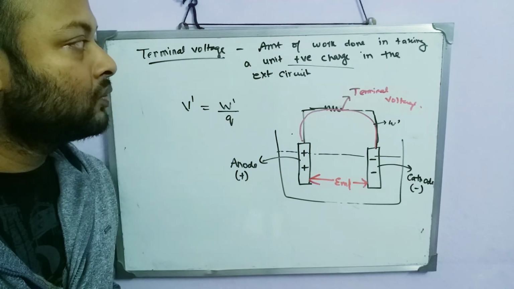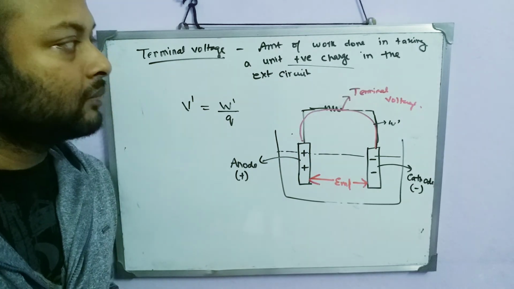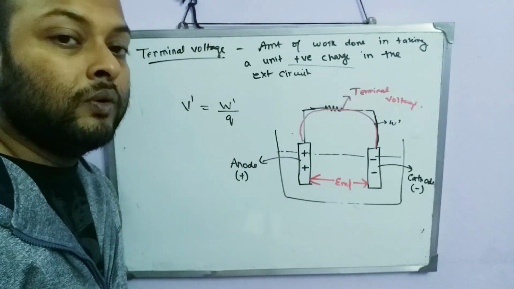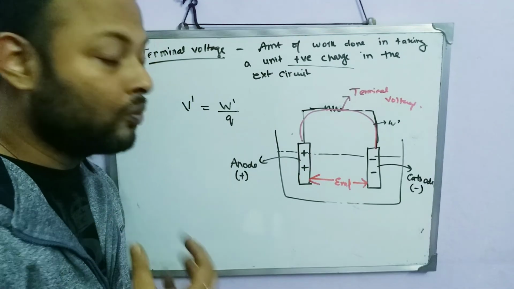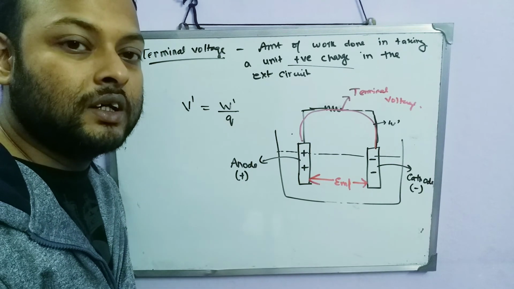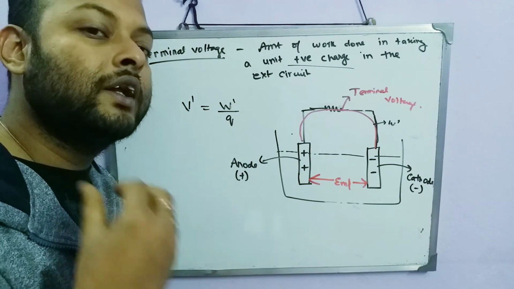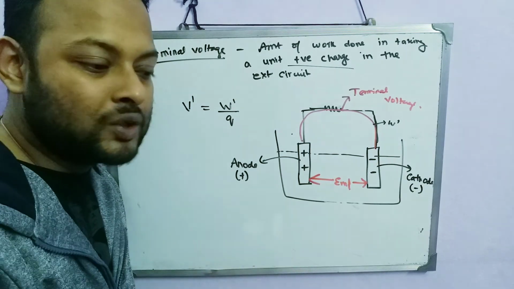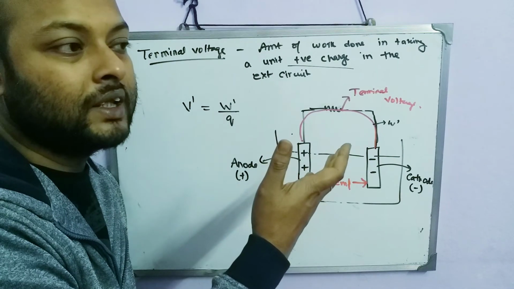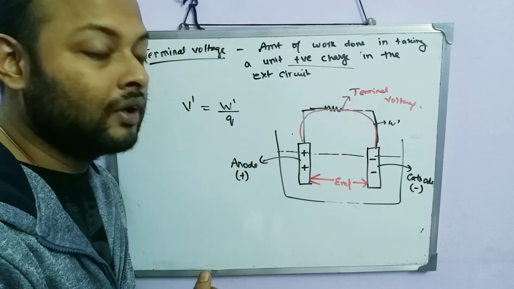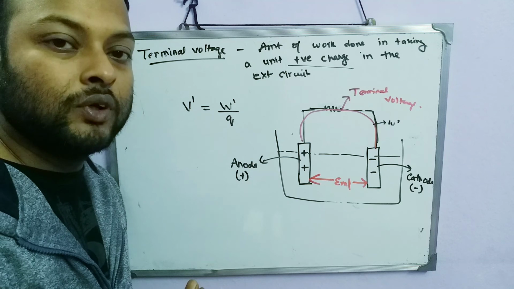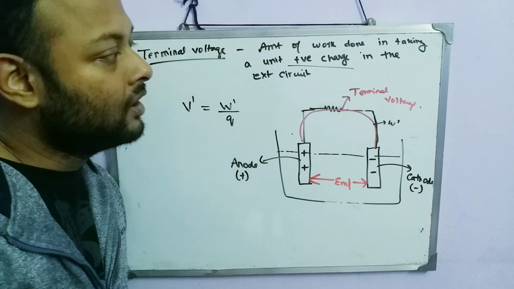I hope you understood this terminal voltage concept and EMF. Now in the next video we will discuss why the potential was decreasing, why I was not getting 20 volt in the external circuit. If my battery is 20 volt, then I should also get 20 volt in the external circuit, but that was not happening. So why that is not happening, we will discuss in the next video, which is internal resistance.